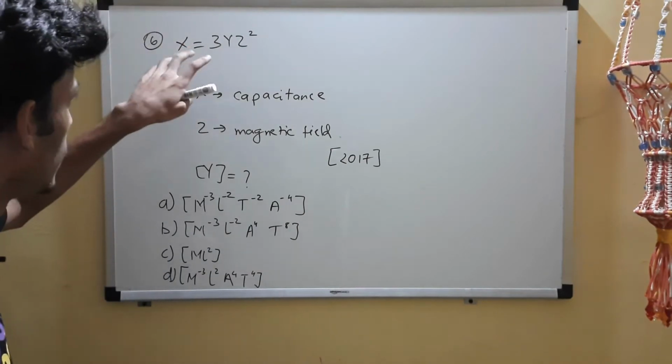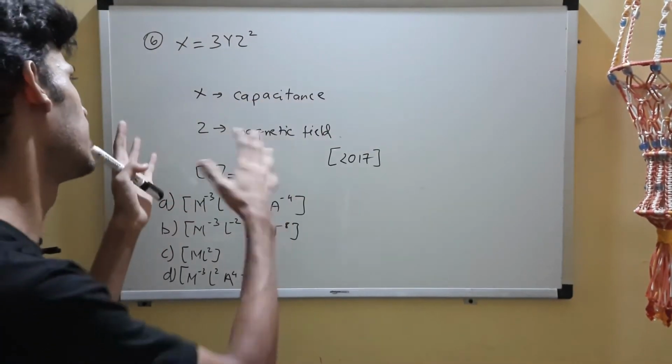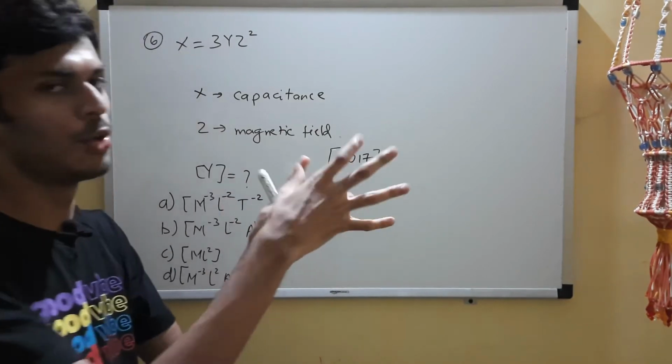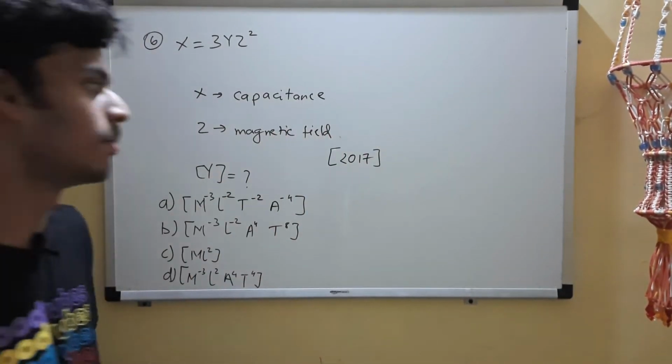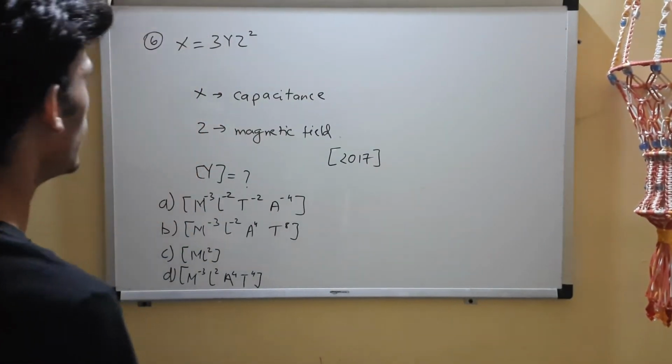Now again, a relation between x, y, z is given. X is capacitance, z is magnetic field. You are again asked to find the dimensional formula of the unknown quantity, which is y in this case.